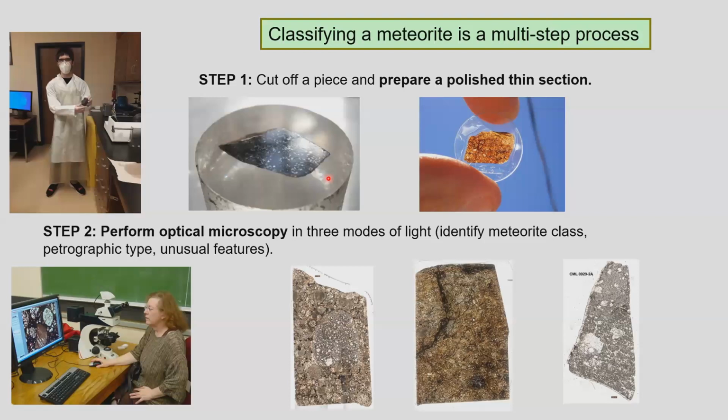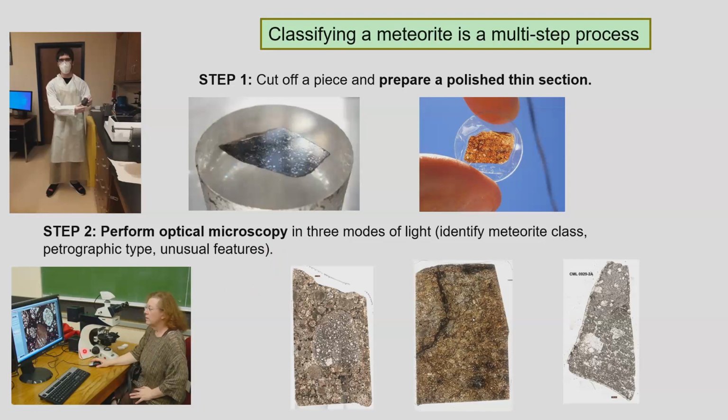The first step is you take the sample, you cut a piece of it off, and you prepare what's called a polished thin section. So this is a very thin sliver of the rock, about 30 microns thick. And the reason why it's that thin is so light can actually pass through it. So the next step is to do optical microscopy.